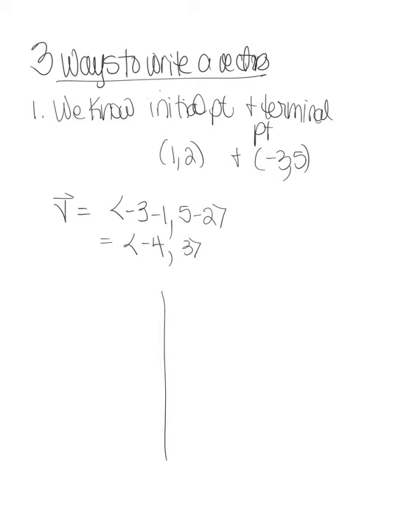And so if you look at a picture of what's happening here, we had a vector that had its initial point at the ordered pair (1, 2) and its terminal point at the ordered pair (-3, 5), which puts it about right here. And so what we want to do is pick up that vector and put it to where its initial point is at the origin.